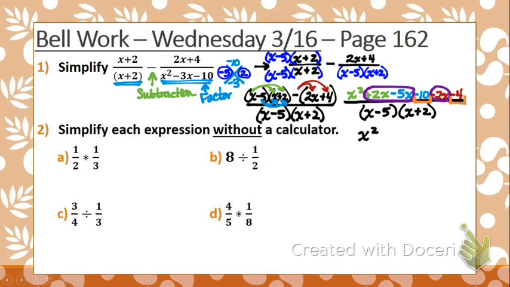What do I get when I combine the 2x minus 5x minus 2x? Negative 5x, so minus 5x. When I put the minus 10 and the minus 4 together, I get what? Negative 14 all over x minus 5, x plus 2.